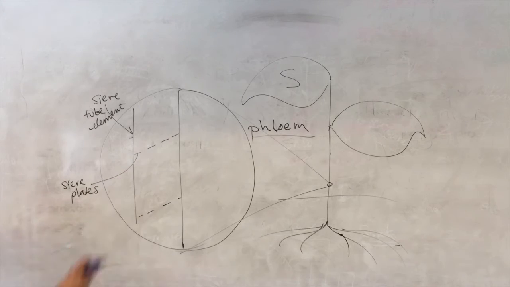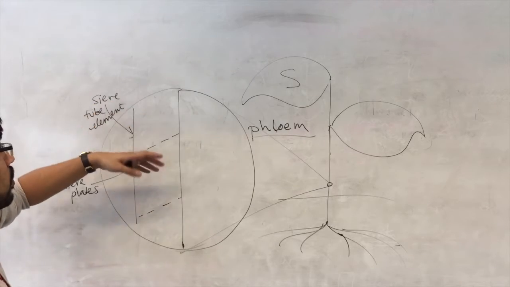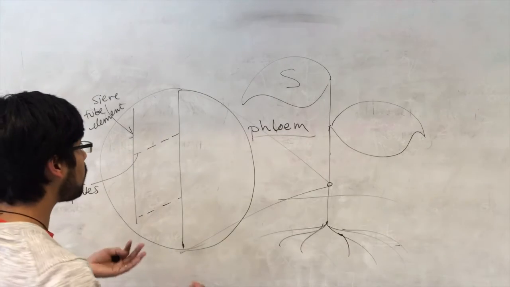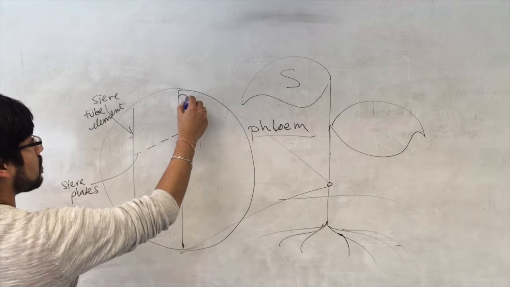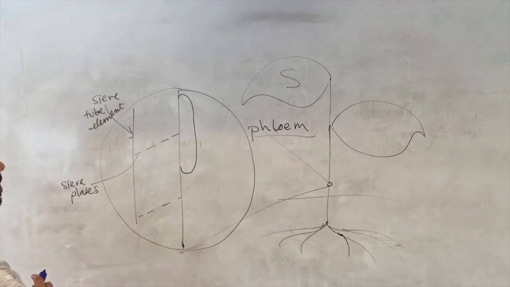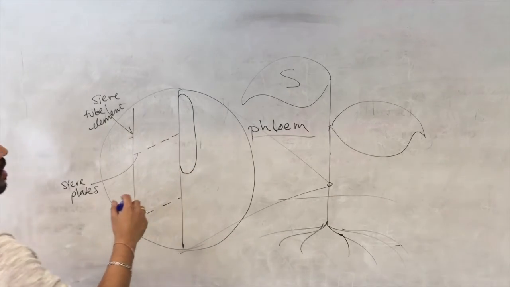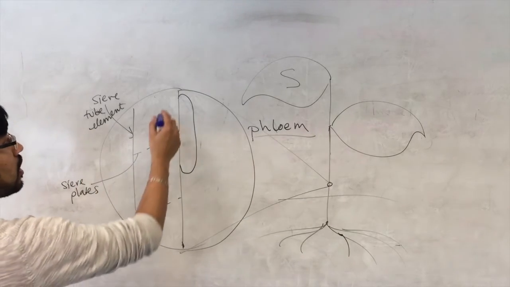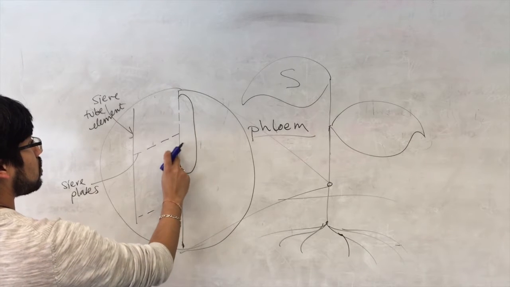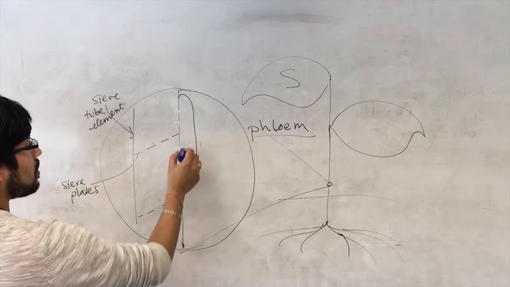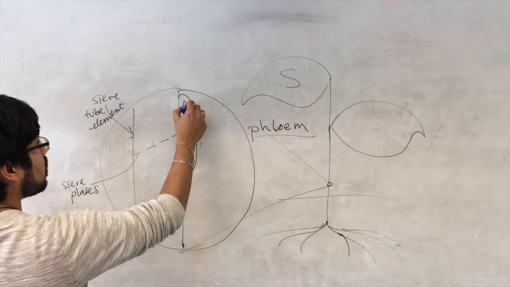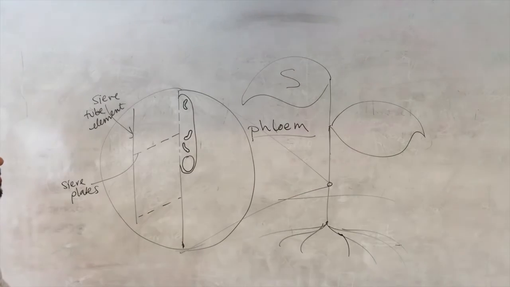Okay, now these cells, as you can see, are very simple. They don't have a nucleus, they don't seem to have any organelles either. So how do they survive? They survive because they have something called companion cells right next to them. Now these companion cells are essential for the survival of the sieve tube elements, because they have a nucleus, and they also have organelles, and of particular relevance to us is the fact that they have many mitochondria.